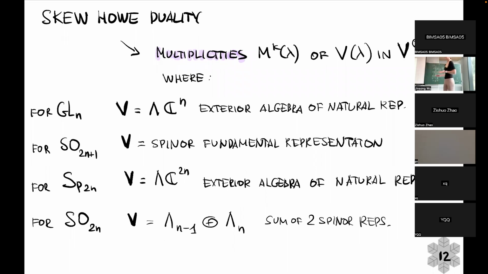So what is the summary of the first part of the talk? That Skew Howe duality can help us to obtain the multiplicities in the tensor power of certain modules. For GL(N), this is the exterior algebra of the natural representation. For SO(2n+1), it is the spinor fundamental representation. For Sp(2n), it is the exterior algebra of the natural representation. And for SO(2n), it is the sum of the spinor representations.